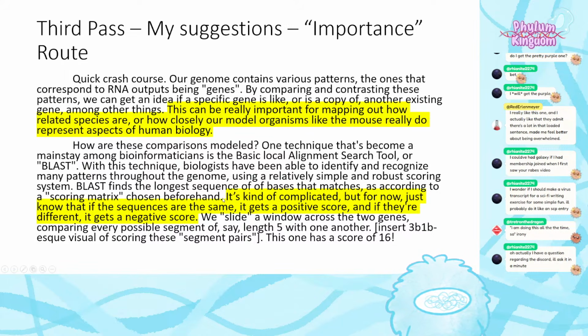Okay, I changed your sentence down here. So it gets kind of complicated, but for now, just know that if the sequences are the same, it gets a positive score. And if they're different, it gets a negative score. And then the rest of your explanation here, which again is great. So that sets up for, we are going to get into the algorithm and we're going to get into it in a way that is accessible, right? You are signaling to your audience, I'm treating you with respect. We're going to talk about algorithms, but we're going to do it one step at a time. So here's how I would actually structure talking about algorithms for a non-expert audience.